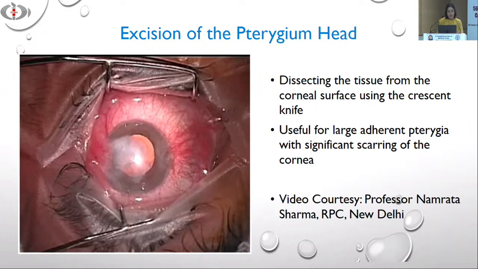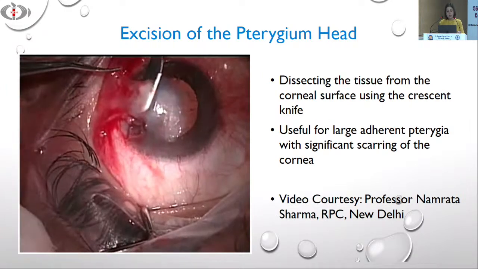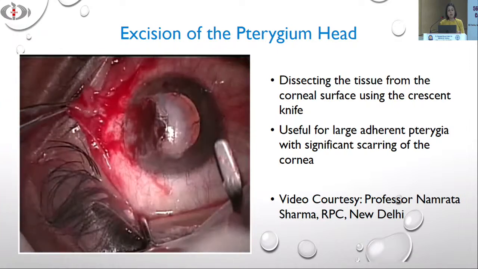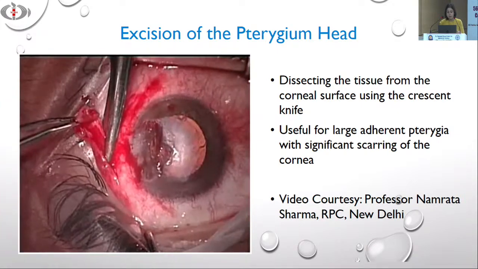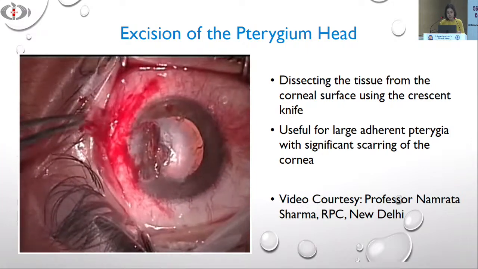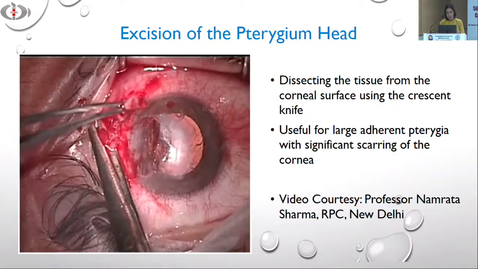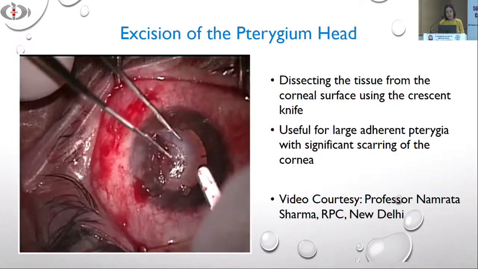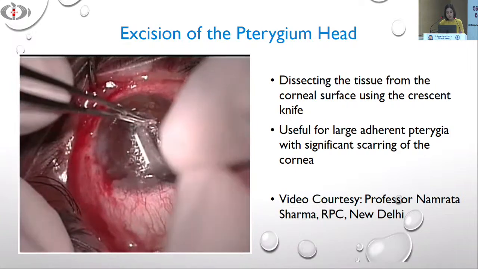Now, very rarely we might come across these large adherent pterygia which have a significant amount of underlying scarring, and this technique might not be very helpful for cases like these. So here a crescent knife is what comes in handy. So once we have dissected this tissue off, we need to go in and remove all of this remnant tissue again.